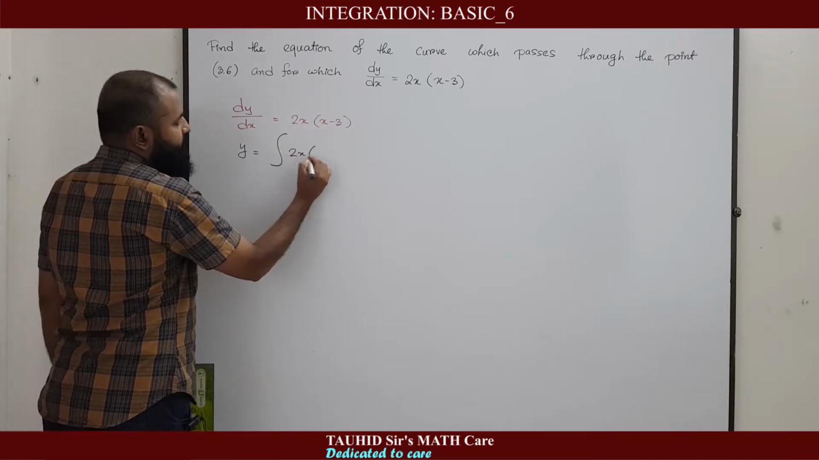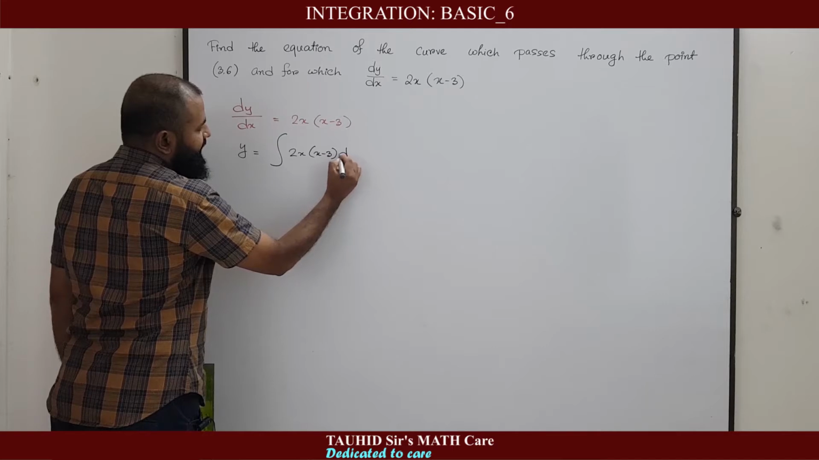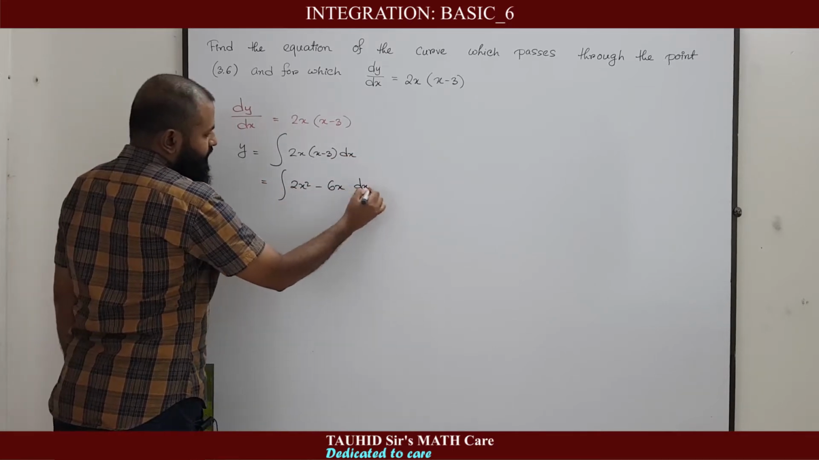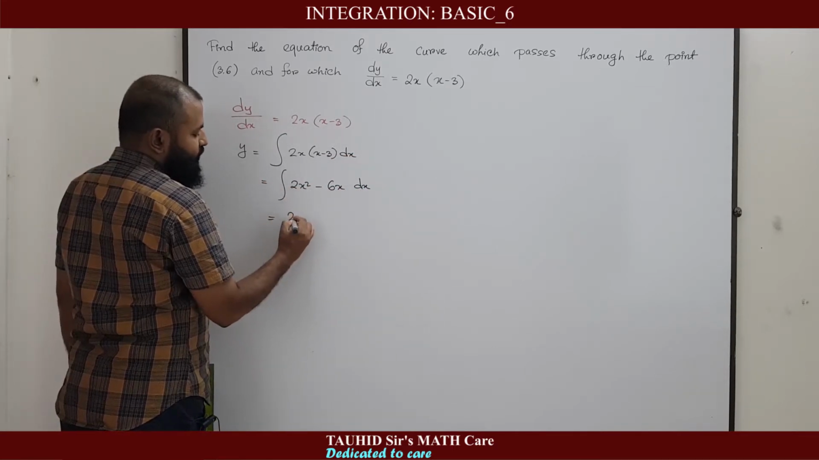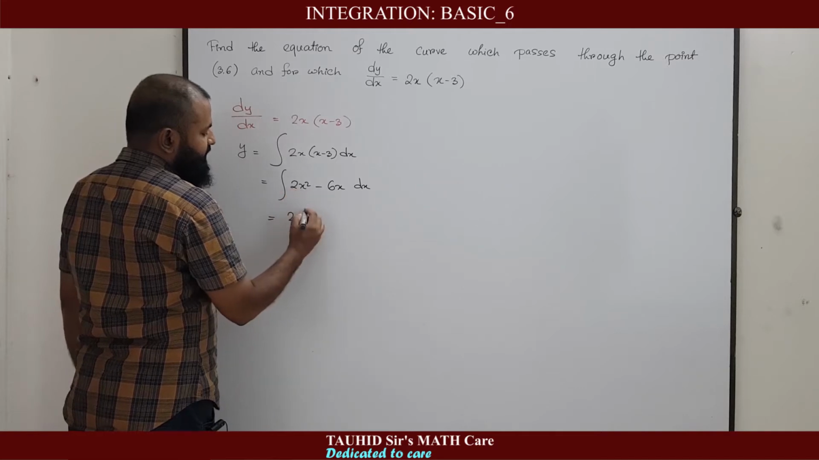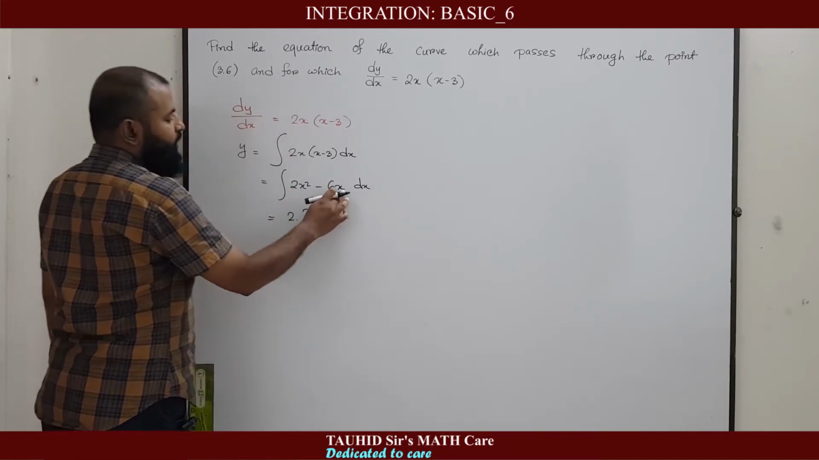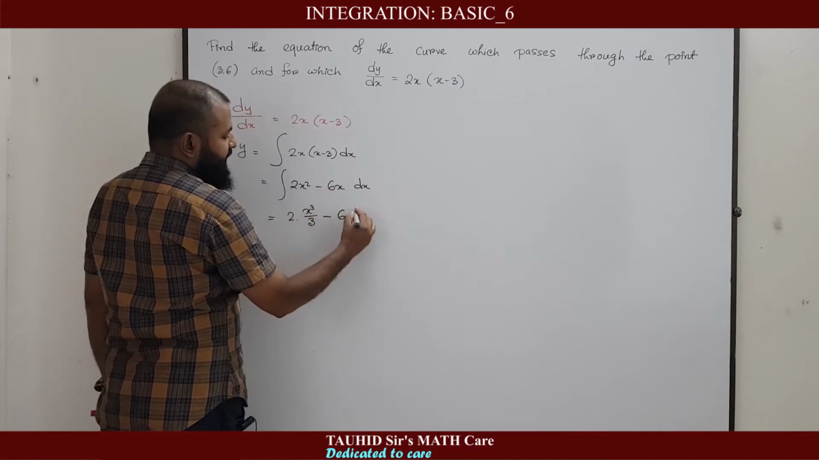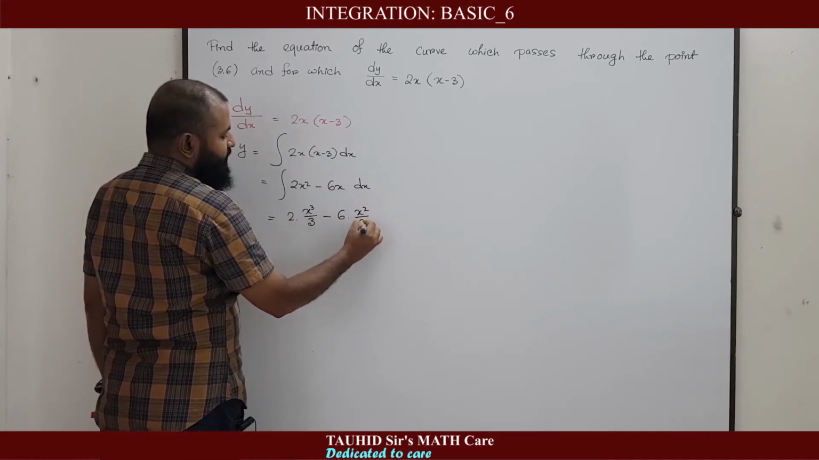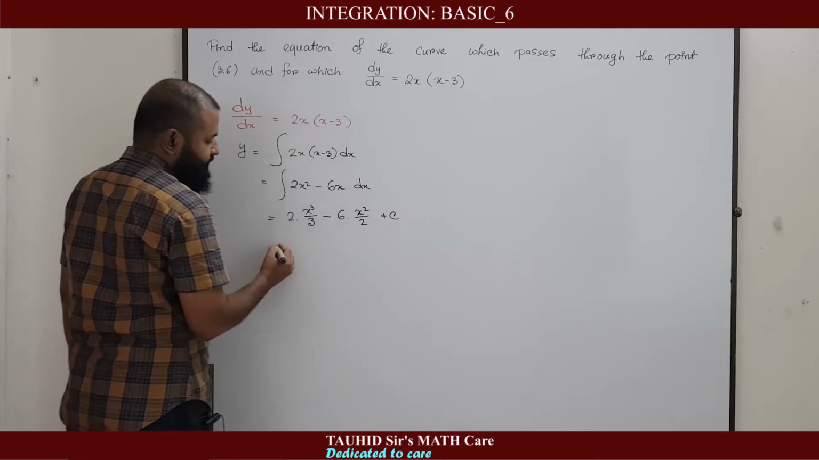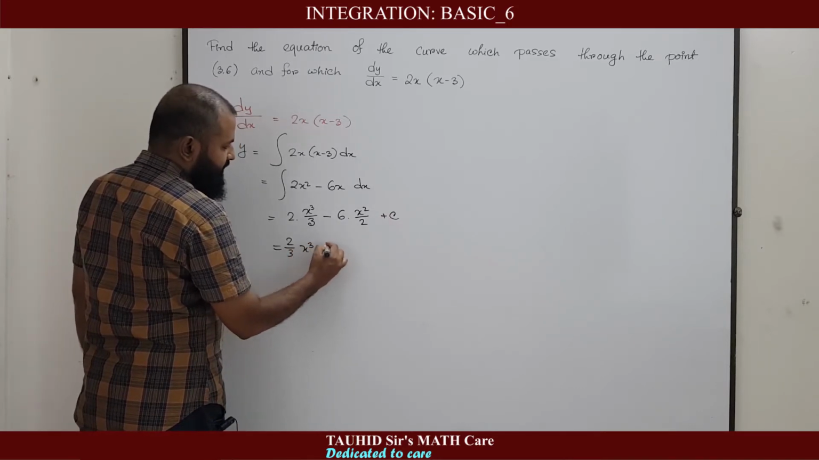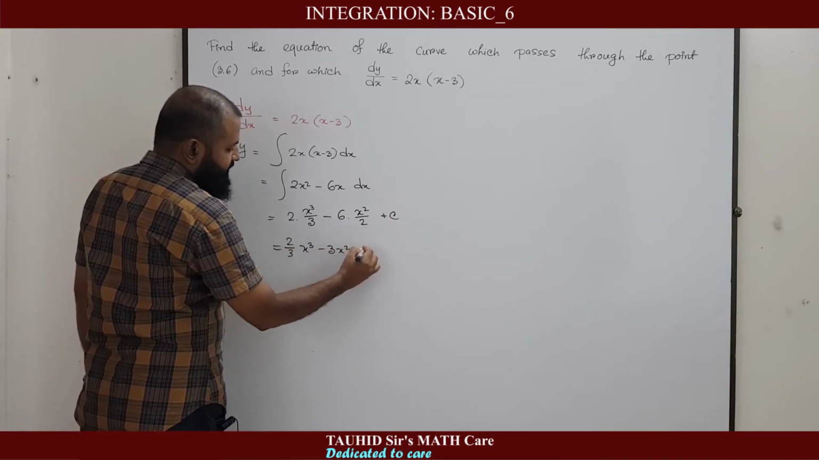Integration of 2x into (x - 3) dx. 2 into, after integrating, x squared becomes x cubed by 3, minus 6 into x, after integration x becomes x squared divided by 2, plus c. So we get 2/3 x cubed minus 3x squared plus c.